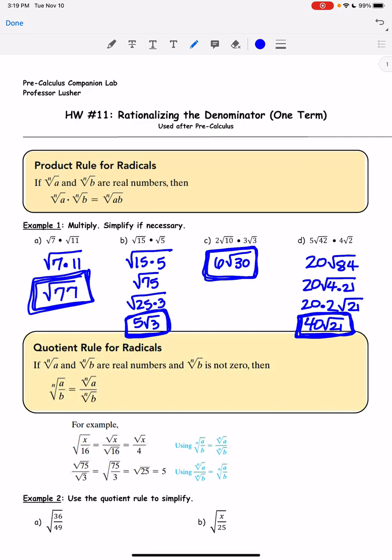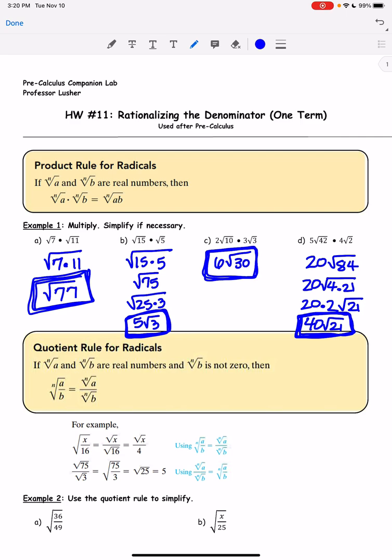Another thing we're going to need to do is the quotient rule for radicals, and we haven't gone over that one yet, but it's super simple. If you have a square root of a fraction, you can simply divide that up where you have the square root over the square root. So you have an example of that right here. We had the square root of x over 16. So we change that to the square root of x over the square root of 16. And now the square root of 16 simplifies to 4.